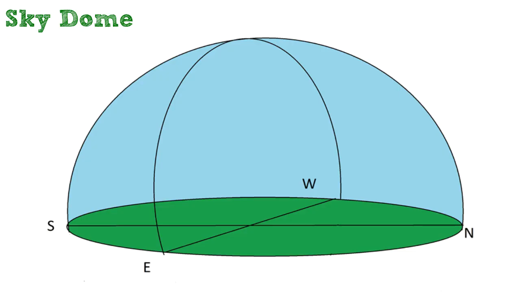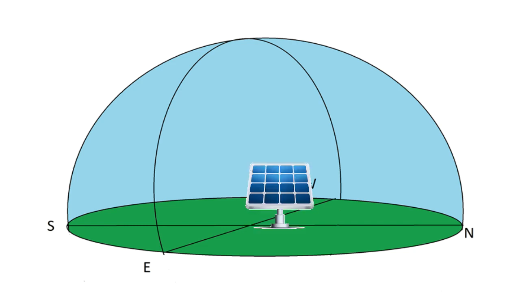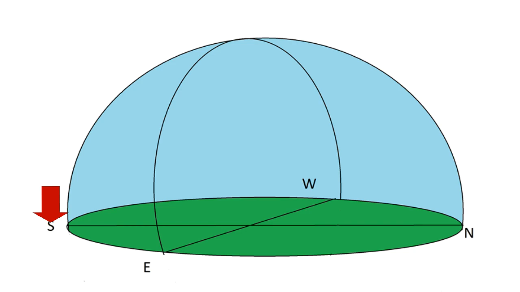Firstly, let's understand how the sun moves in the sky. A good representation for this is this dome. This is the ground and where you put the solar panel. This is north, south, east, west. And this is the path of the sun. Big question, does the sun always stay in this path as months and seasons pass?